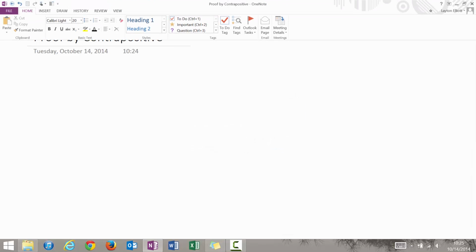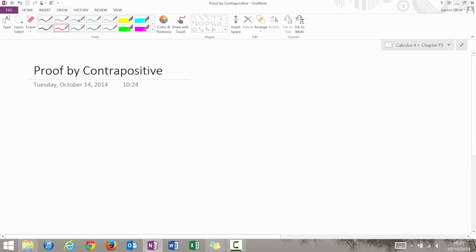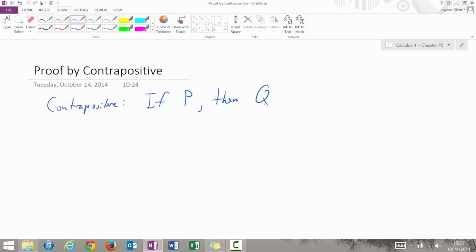Proof by contrapositive is not a very difficult technique, and it starts with the definition of what a contrapositive is. It is a proof style where, if you have a statement that's if P, then Q, like if I walk into a lion's den, then I will get eaten, then I can say if not Q, then not P. If I am never eaten, then I can't possibly walk into a lion's den.